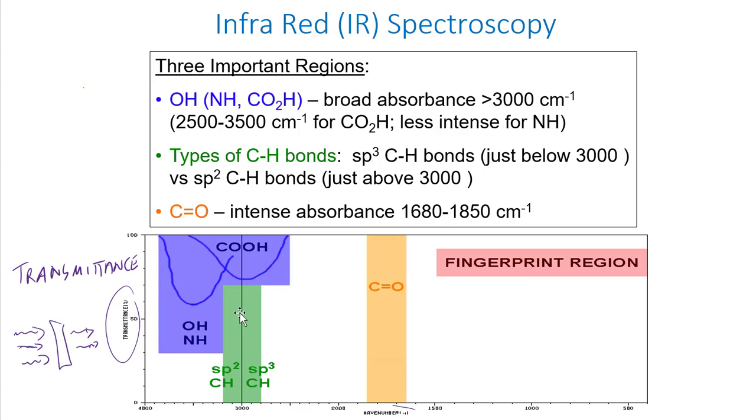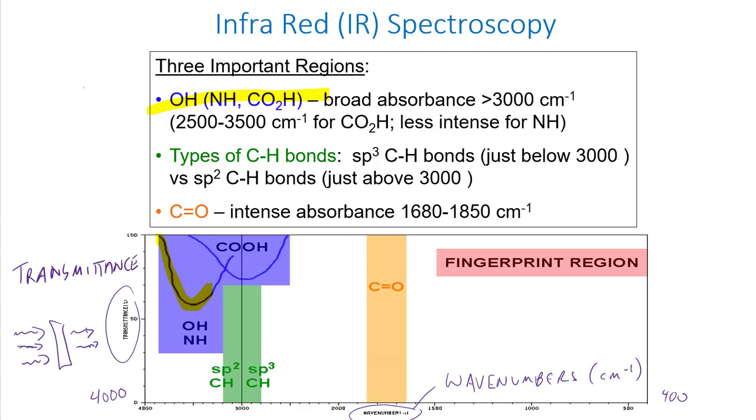The x-axis, which is too small to see on many of these graphs, is wave numbers, which are in reciprocal centimeters, and those typically run from about 4,000 on the left-hand side to around 400 on the right-hand side. Now, the absorbances that we're most interested in, again, are those of alcohols, which could also be NHs in amines or the OH of a carboxylic acid. And those are typically broad, intense absorbances in the left-hand quarter of the graph.